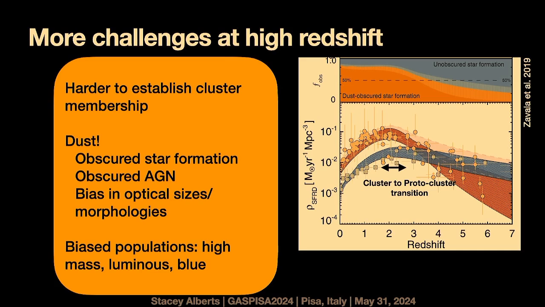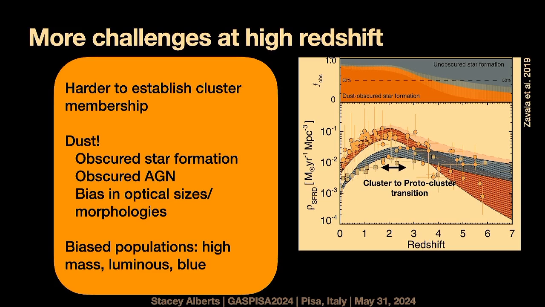Of course, things get even more challenging as we move towards higher redshift. We try to get to redshift 2 and where this transition is happening. We have a harder time establishing cluster membership. Multi-wavelength surveys and spectroscopy all get more expensive. And one of my favorite things is that we have to start dealing with dust even more. We're moving into the cosmic noon era where things are particularly dusty. That's shown over here.